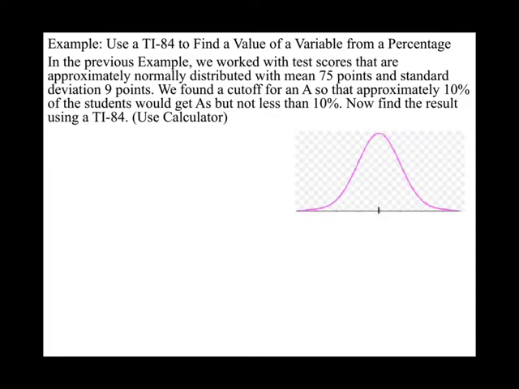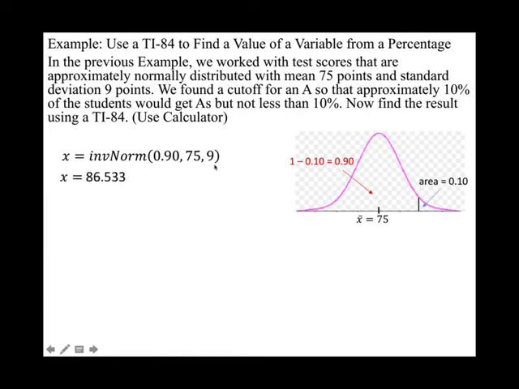Again, we have the picture, with the sample mean in the middle and the top 10% here. First, figure out the area from the left. Again, 1 minus 0.10 is 0.90. Now we know the area from the left. We'll use inverse norm with the area from the left, the mean, and then the standard deviation. You could get x equal to 86.533. We just explained it, right? If we round it up, we only get about 9% of students getting an A. So we're going to round it down, that will be 86 points here.